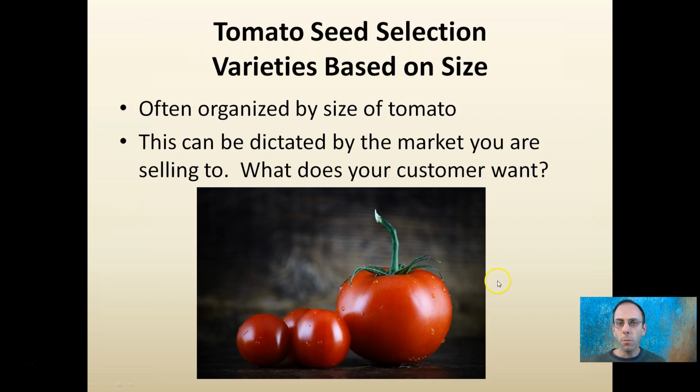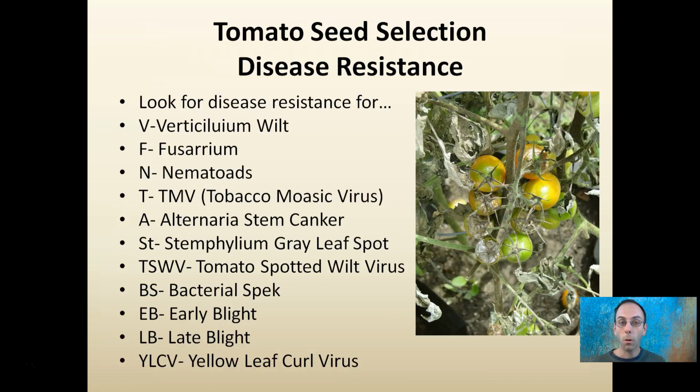So first off, tomatoes based on size. They're typically organized by the size of the tomato they will produce. This can dictate by the market, what does your consumer want? Do you want to be growing small cherries? Do you want to be growing larger ones, mid-size? What does the customer want? Because that's going to drive what you're going to need to choose and select to grow.